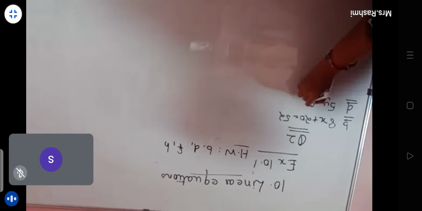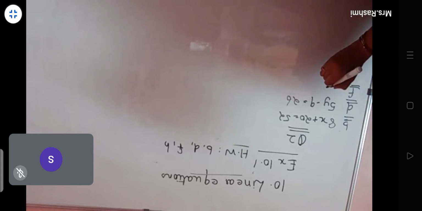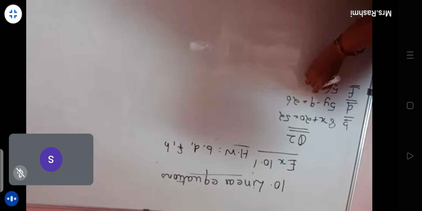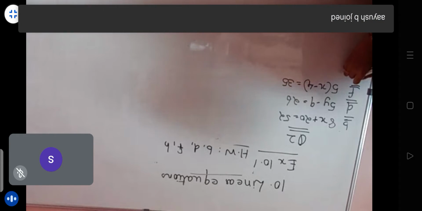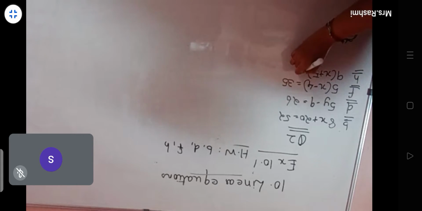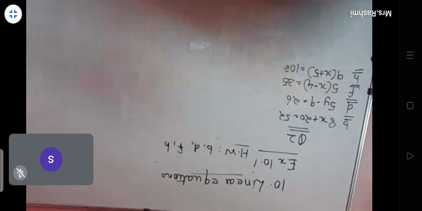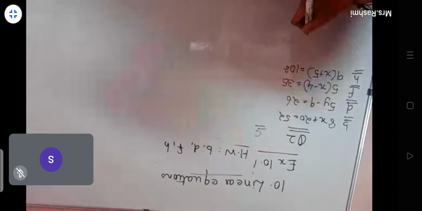D1 is 5y minus 9 is equal to 26. F1 is 5 into x minus 4 is equal to 35, and H1 is 9 into x plus 5 is equal to 108. Ma'am, those are all homework, right?